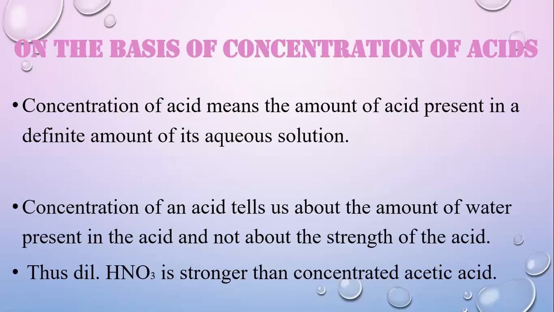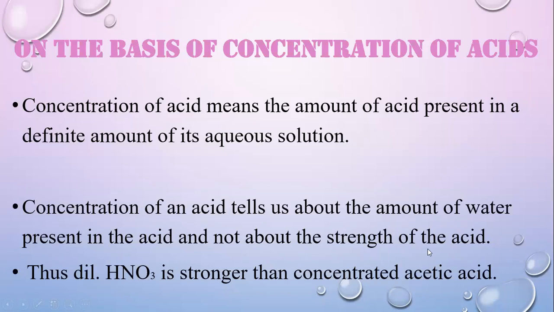On the basis of concentration of acids. Now, concentration of acid means the amount of acid present in a definite amount of its aqueous solution. So it's usually defined as the number of moles of acid present per liter of the solution. Now, concentration of acid thus tells us about what? About the amount of water present in the acid and not about the strength of the acid.